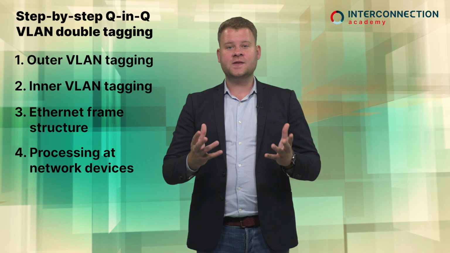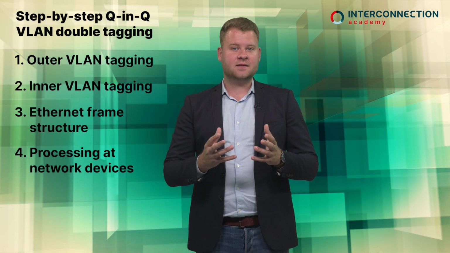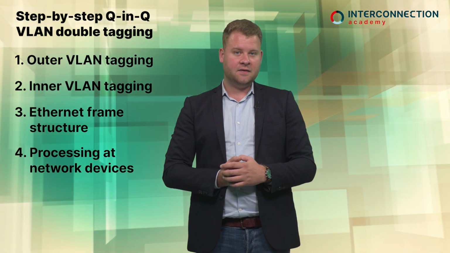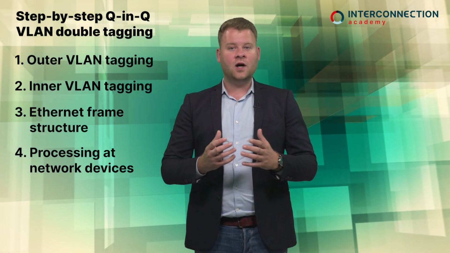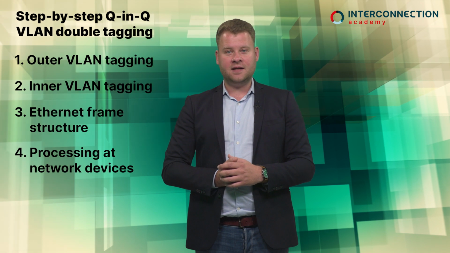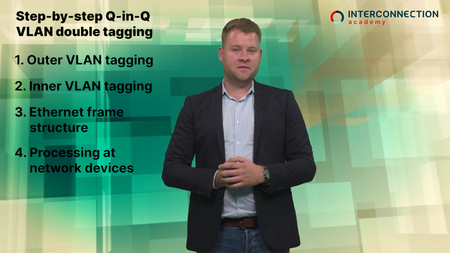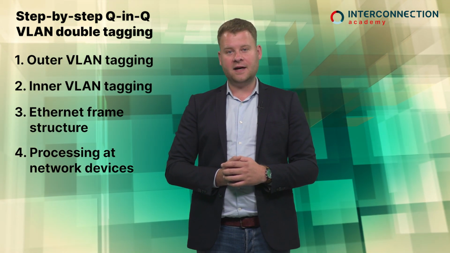Fourth, processing at network devices. Now, this is where the magic happens. Network devices like switches analyze the outer VLAN tag first to determine the appropriate VLAN. Once they are inside that VLAN, they then examine the inner VLAN tag to identify the specific sub-VLAN or service within the customer's VLAN. This level of precision allows for meticulous control and segregation of traffic at different levels.